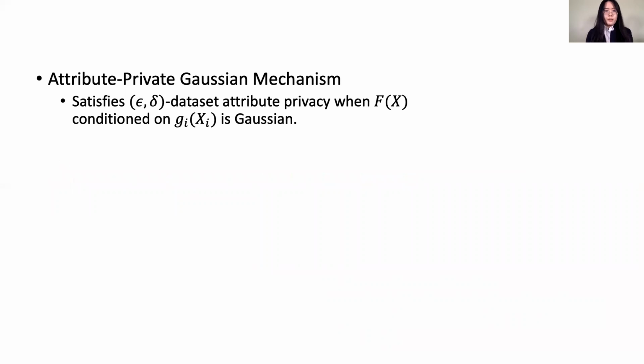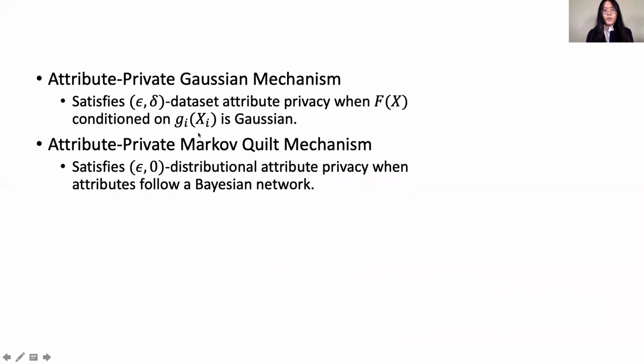We propose an attribute private Gaussian mechanism, and it satisfies epsilon-delta dataset attribute privacy when the query answer conditioned on the aggregate secrets is Gaussian. We also have the attribute private Markov quilt mechanism. It satisfies epsilon-zero distributional attribute privacy when the attributes follow a Bayesian network.